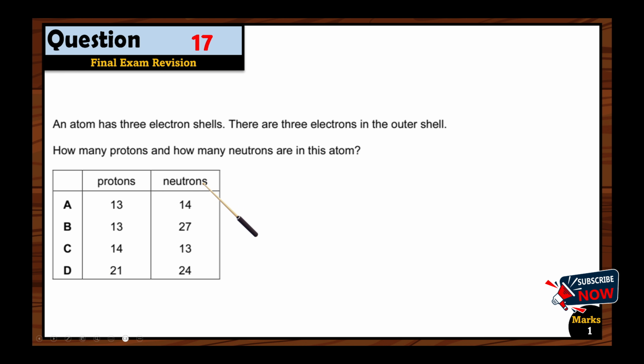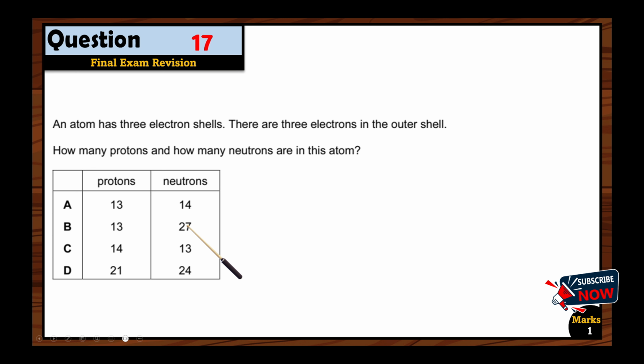Now let's come toward the neutrons. You don't even have to look in the periodic table, but if you want to try, you can see which one has aluminium. Aluminium has 13 electrons. So the neutrons will be, its mass is 27. So 27 minus 13 is 14. So it has 14 neutrons. So option A is right.